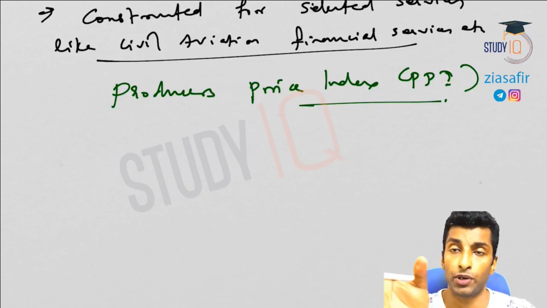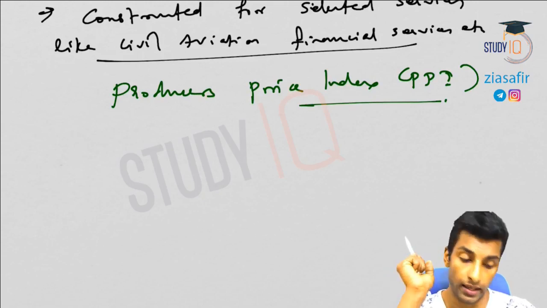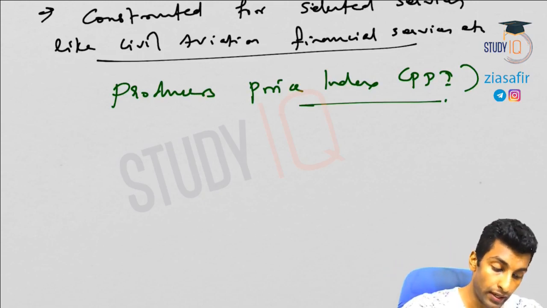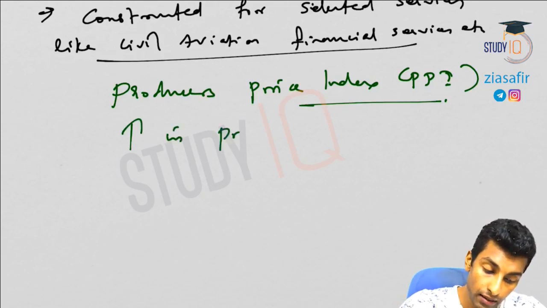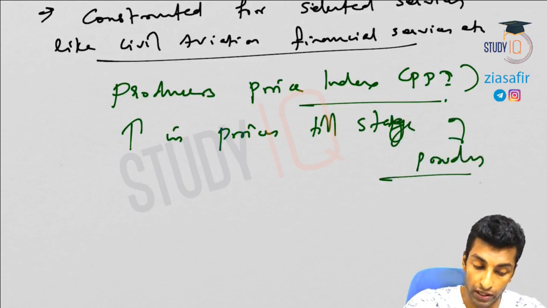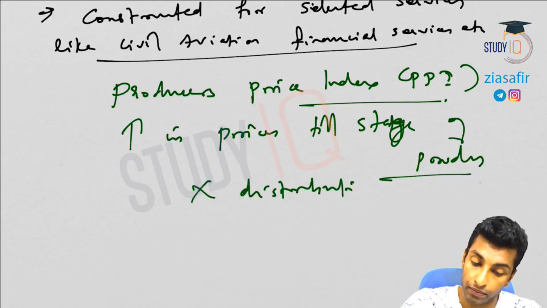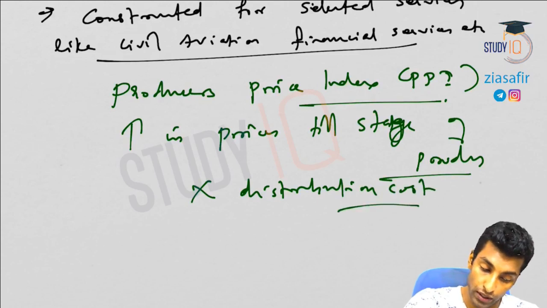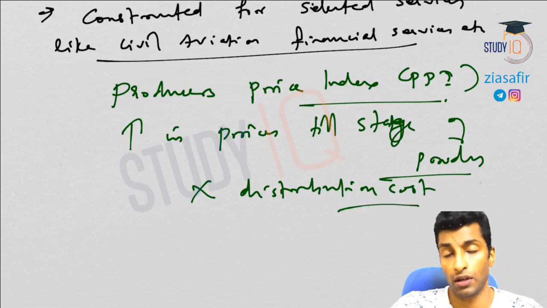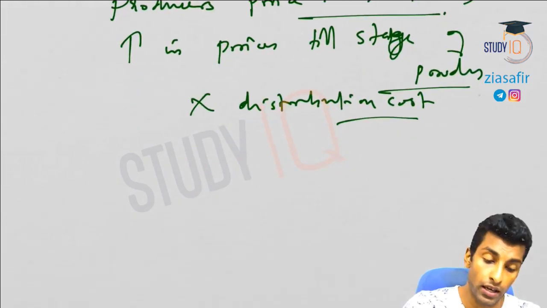Up to the stage of production, the increase in cost is considered under the producers price index. It takes into account increase in prices till the stage of production. It does not include distribution cost. Distribution cost means transportation cost, traders profit margin, tax on traders, all of which are not included here.